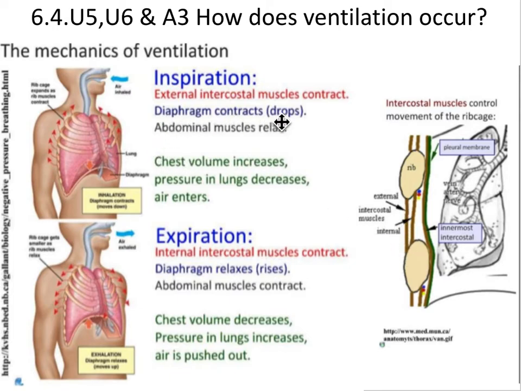Notice as the diaphragm contracts and drops, the abdominal muscle relaxes. So the chest volume increases, and pressure in the lungs decreases. Then for expiration, it's the opposite. The internal intercostal muscle is going to contract and push, so the diaphragm is now going to relax and rise back up, and the abdominal muscle is going to contract. So the chest volume decreases, and pressure in the lungs increases and pushes that air out.